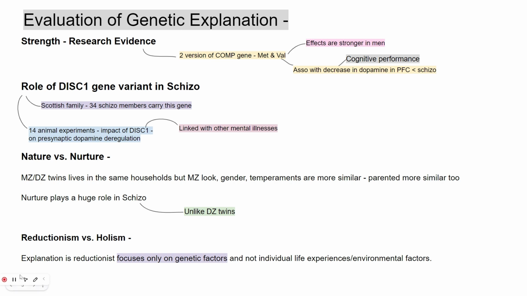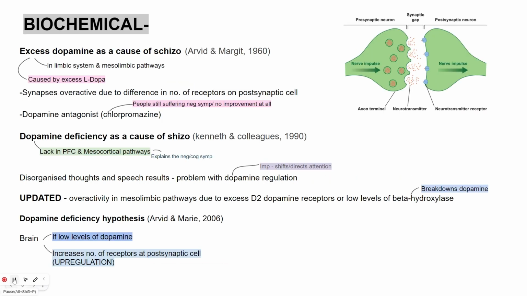Reductionism versus holism: the explanation is reductionist, because it only focuses on genetic factors and does not take into consideration individual life experiences and environmental factors. Biochemical: there are three theories, or explanations, for this dopamine hypothesis.